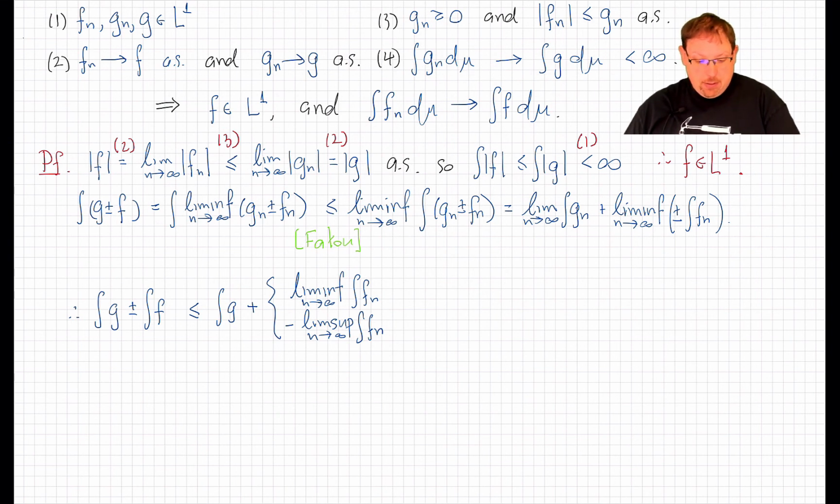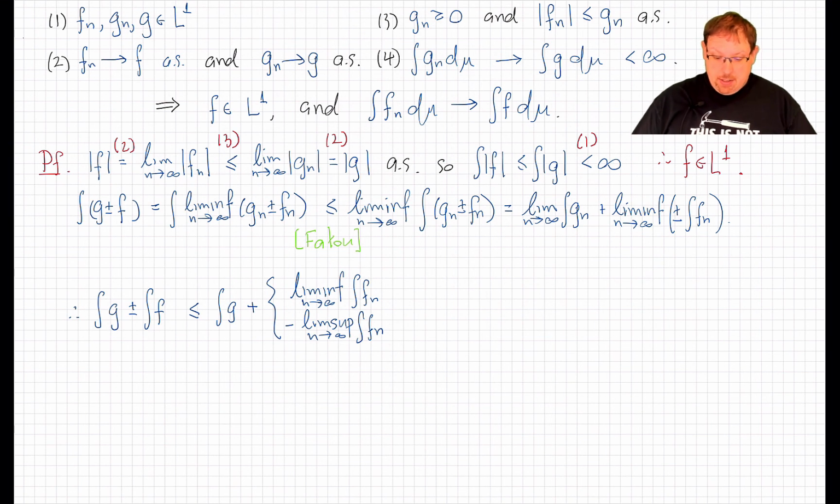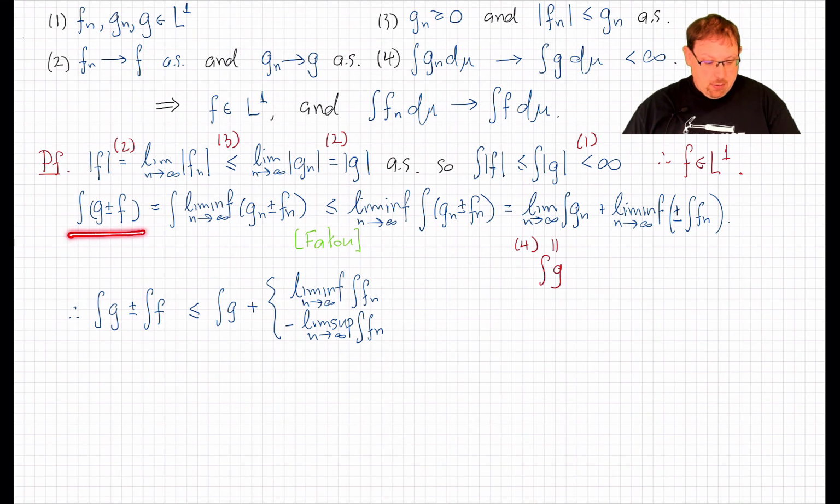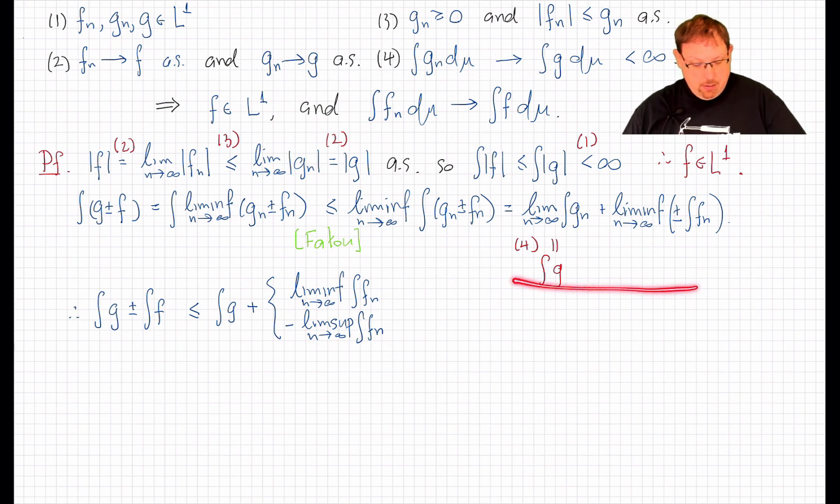Therefore, we can, by Fatou, pull out the lim inf from the integral at the cost of possibly increasing the size. Now we use the linearity of the integral, and we get the lim inf of the integral of gn, which we actually know is a limit by assumption 4. This is just the integral of g, plus the lim inf of plus or minus the integral of fn. So putting that together, what we've shown is that this, which by linearity of the integral is the integral of g plus or minus the integral of f, is less than or equal to the integral of g plus either the lim inf of the integral of fn or minus the lim sup of the integral of fn. And that's just because the lim inf of minus an is equal to minus the lim sup of an.